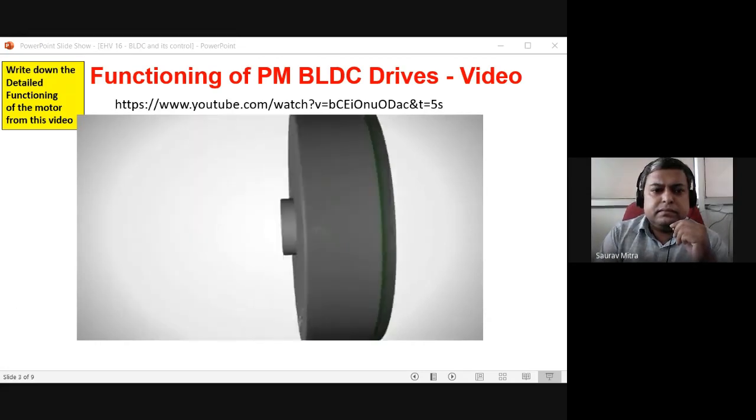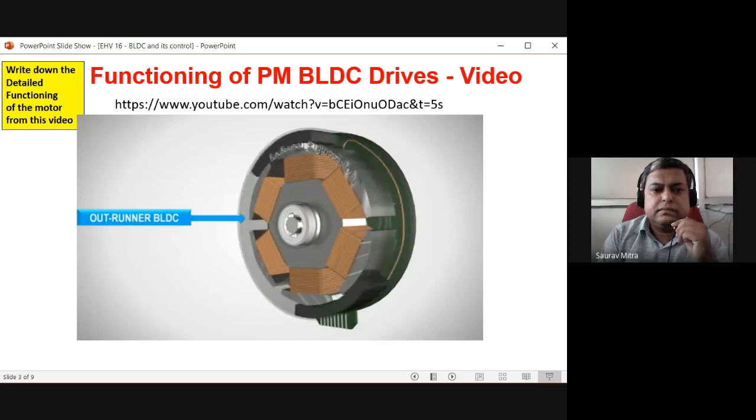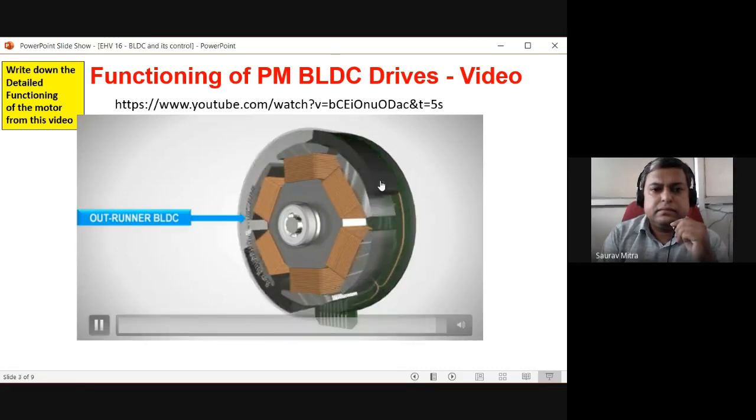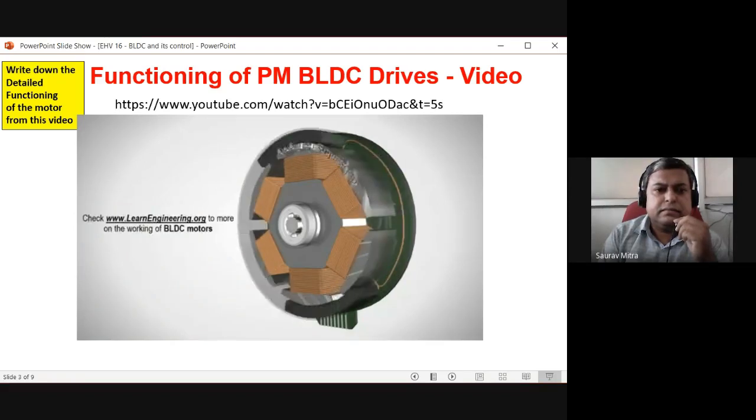The BLDC design we have discussed so far is known as the outrunner type. In-runner BLDC design is also available in the market. We hope you had a nice introduction on the working of BLDC motors. Thank you.